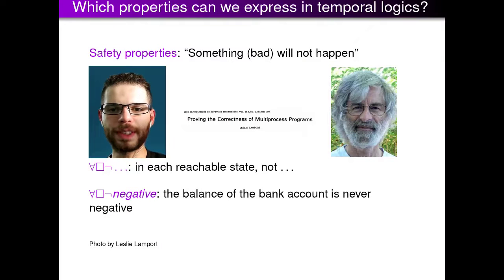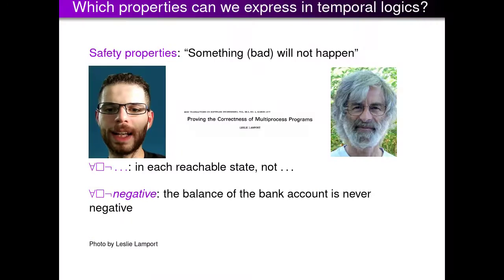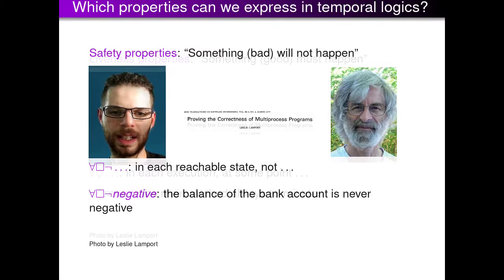The class of so-called safety properties can be expressed in temporal logics. As Leslie Lamport, another Turing Award winner, described in his 1977 paper, which is entitled Proving the Correctness of Multiprocess Programs, a safety property captures that something bad will not happen. In CTL, a safety property is expressed by a formula of this form, consisting of a universal quantifier symbol followed by a box followed by a negation symbol. It expresses that in each reachable state of the system, something is not the case. For example, we can express that the balance of a bank account is never negative in CTL.